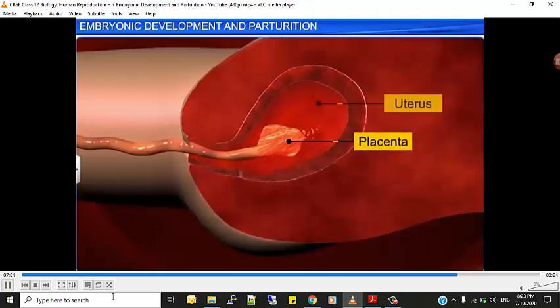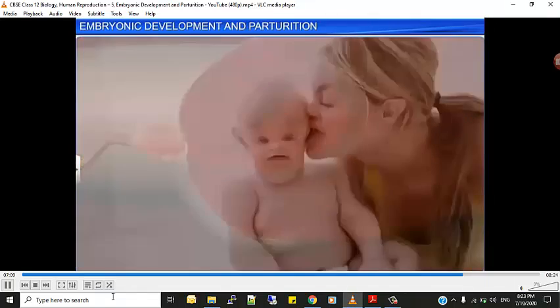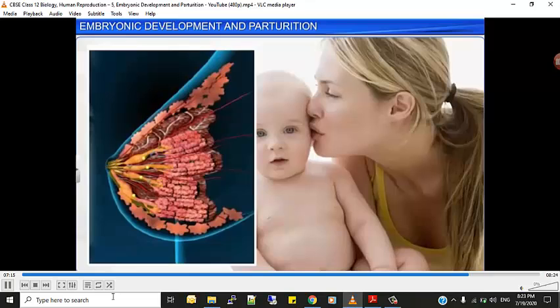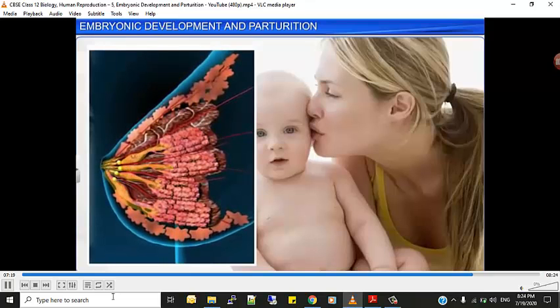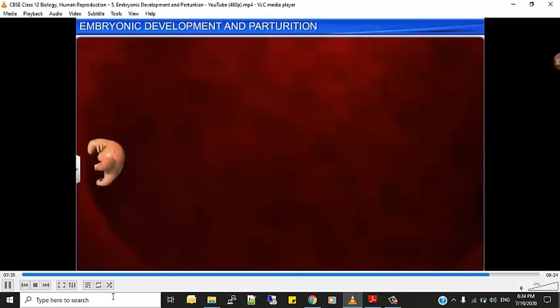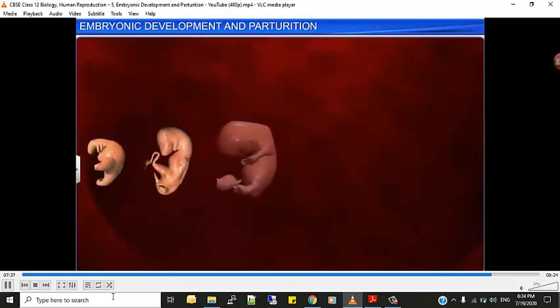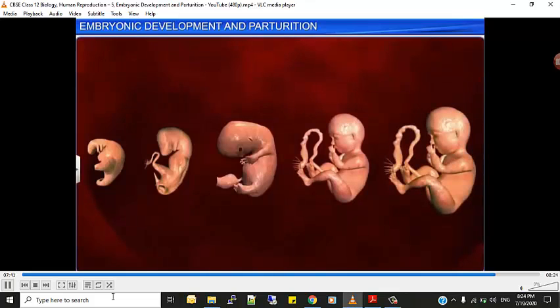Immediately after the birth of the baby, the placenta is expelled from the uterus. Soon after birth, the baby needs to be breastfed by the mother as early as possible. Immediately after parturition, the mammary gland starts secreting colostrum, the milk which is very rich in antibodies and improves the immune system of the baby. Every baby thus begins its journey as a zygote.